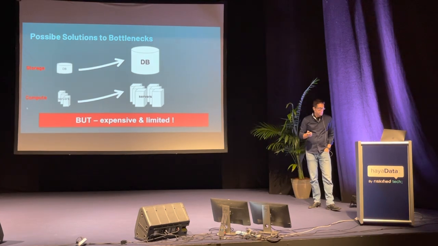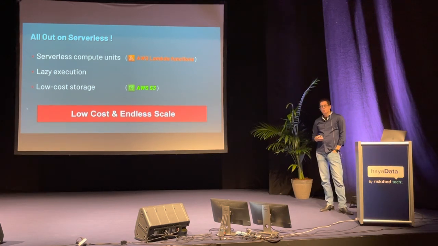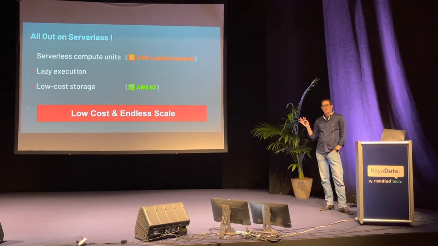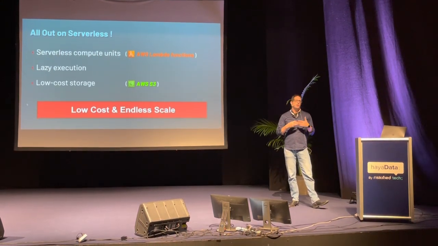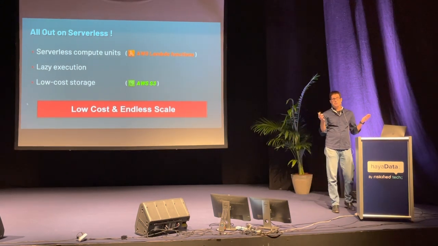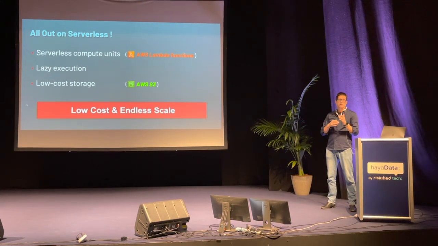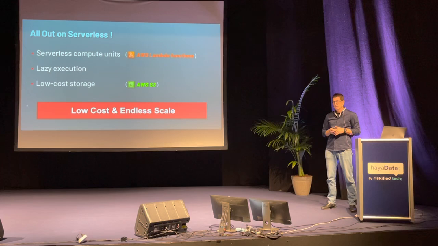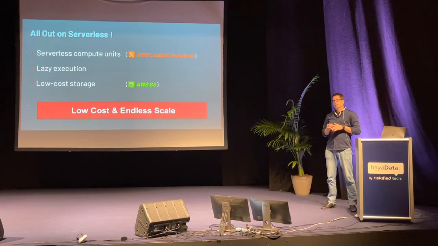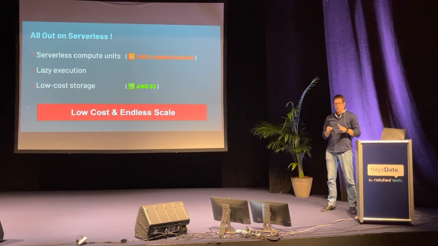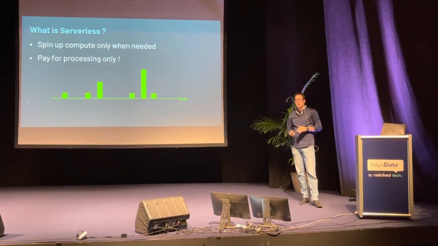And you start having bottlenecks and scaling issues. So our solution was to go all out on serverless. We decided to use serverless compute units on AWS Lambda functions. We decided to use lazy execution. We don't want to pay for calculating anomalies if nobody's looking at them. We just want to calculate them just before people really need them. And if they don't need them for a whole day, we're not going to calculate anything. We're going to do everything last moment. And we decided to transition everything to low-cost storage, which means storing data, in our case, on AWS S3. We ended up with a system that has low cost and endless scale.